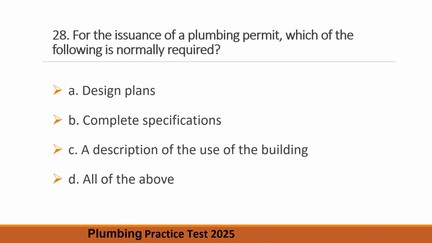28. For the issuance of a plumbing permit, which of the following is normally required? A. Design plans. B. Complete specifications. C. A description of the use of the building. D. All of the above.